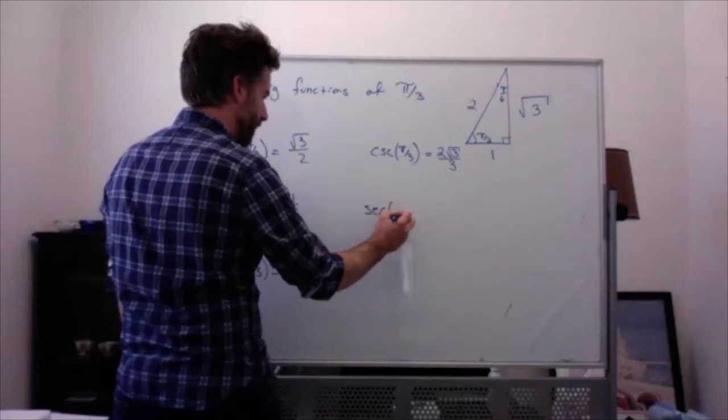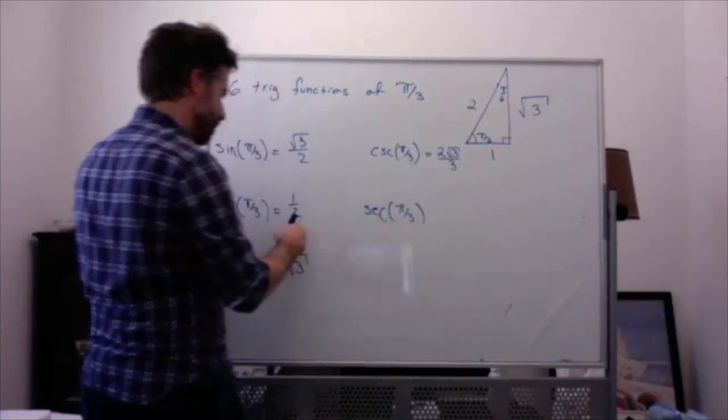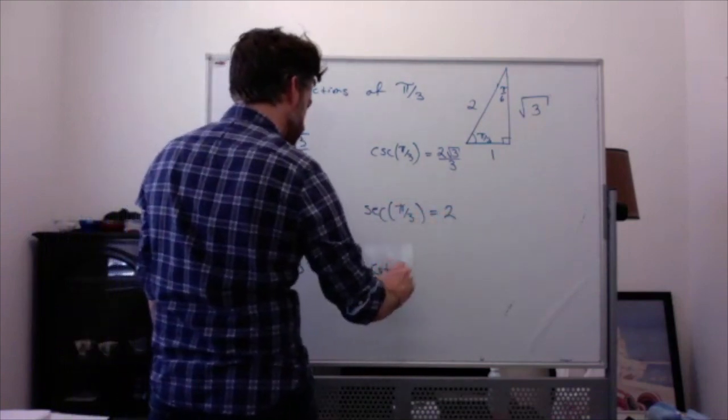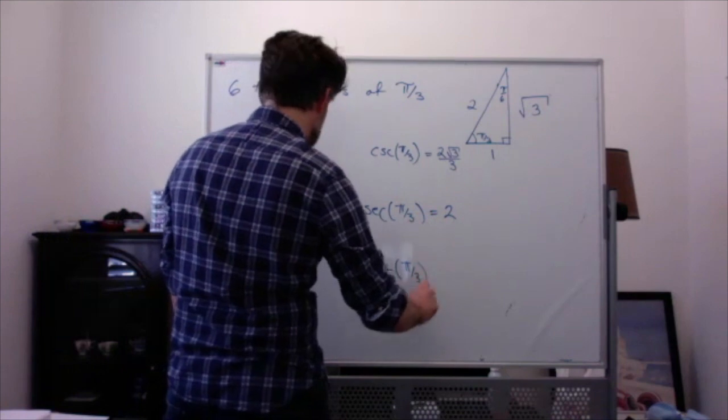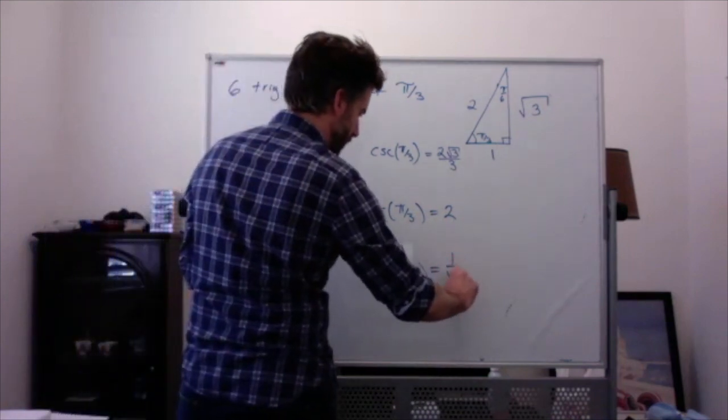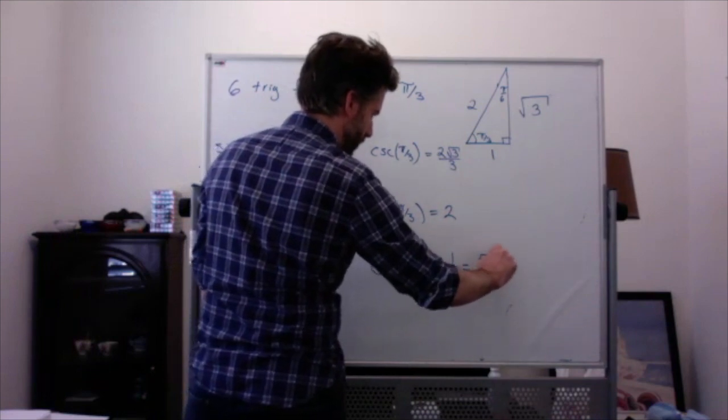Secant of pi over 3 is going to be 2 over 1, which is 2. And cotangent of pi over 3 is going to be the reciprocal of tangent, which is going to be 1 over root 3, which rationalizes as root 3 over 3.